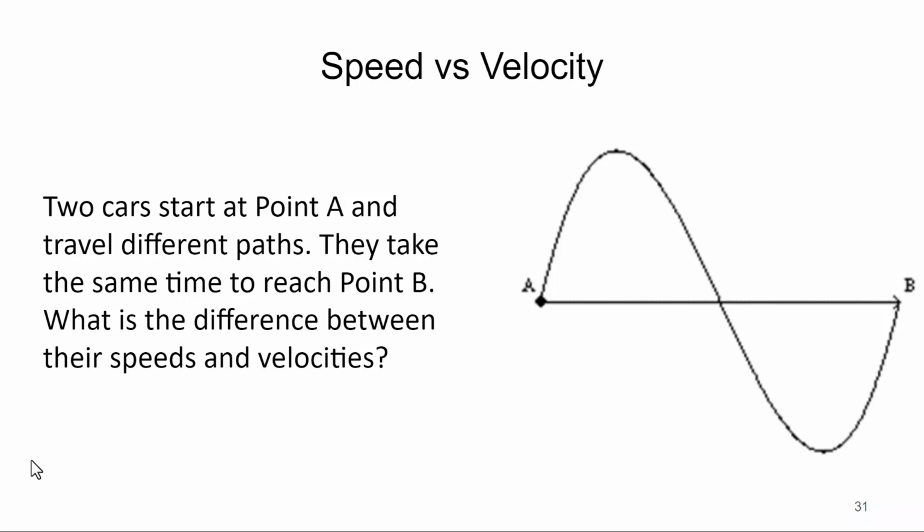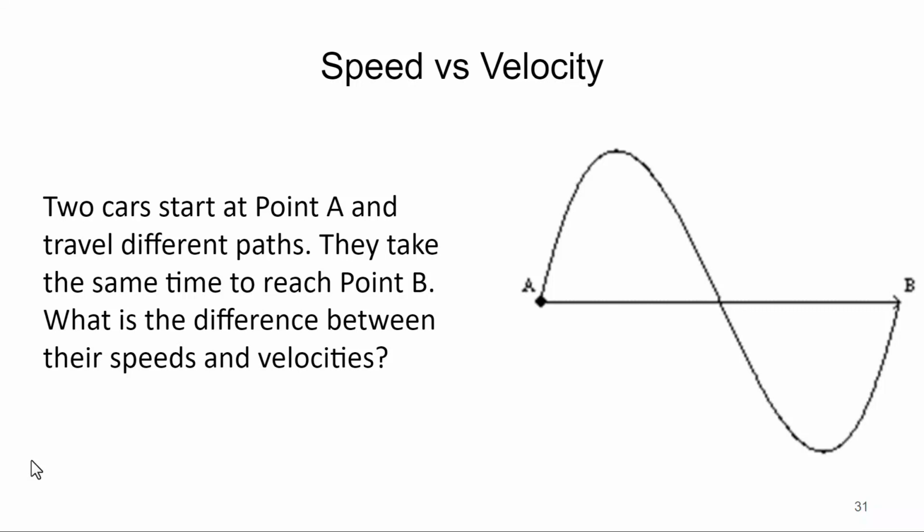So if we have two cars that go from point A to point B, one car is going to travel that curved path and the other is going to go in a straight line. Now if they take the same amount of time in order to get from A to B, the one that takes the curved line has to go a noticeably bigger distance, meaning it must have a greater speed than the other car.